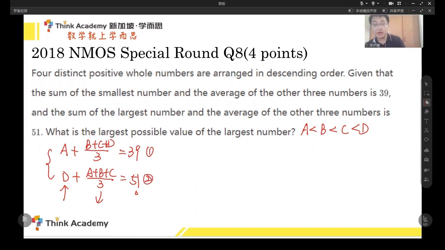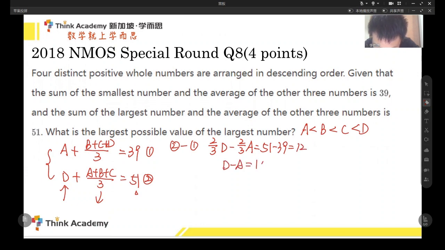It's similar for these formulas, as A, B, C, D occur in each formula, and B and C are both over 3. So maybe we can first tell the difference of these two formulas. Here there is 1 D, there is 1/3 of D, so there is 2/3 of D, also minus 2/3 of A. It's the difference of the values, which is 12. And then we can get D minus A's value to be 18.